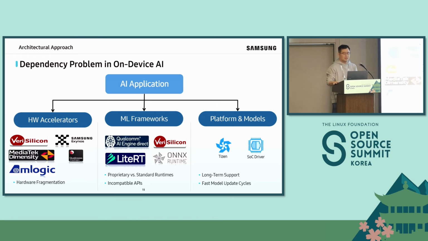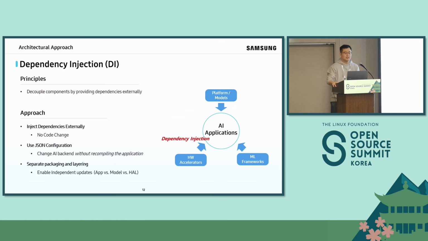It can cause application compatibility issues on existing products. Furthermore, the fast update cycle of the neural network model leads to increased validation time for AI applications. To solve these dependency problems, we apply dependency injection techniques.